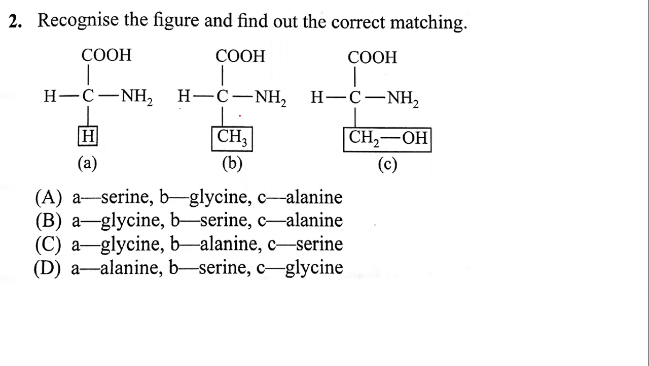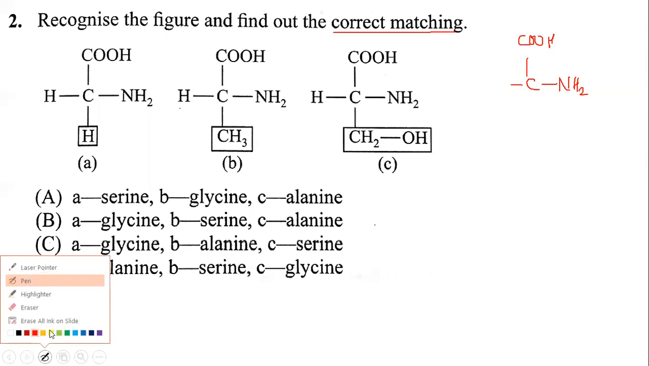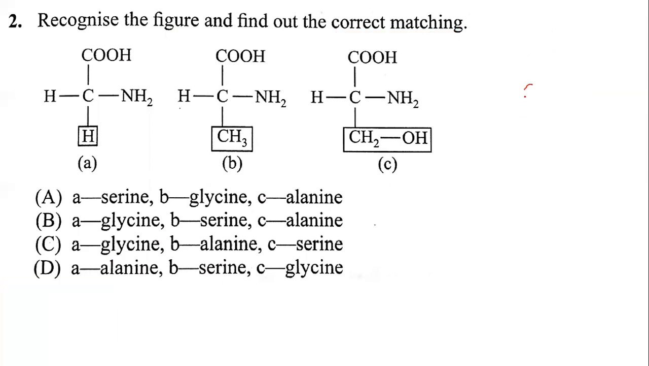Everything is extracted from the NCERT itself. Recognize the figure and find out the correct matching. Guys, I told you the general formula of an amino acid is... it can be anything you can write. I will write it for you in the same way as how I taught you: COOH, NH2, H, and here is the R group.